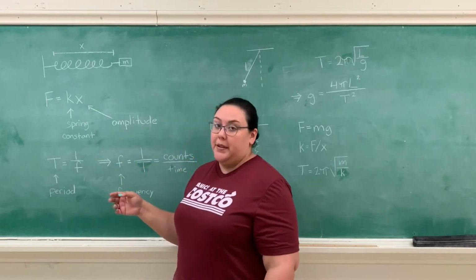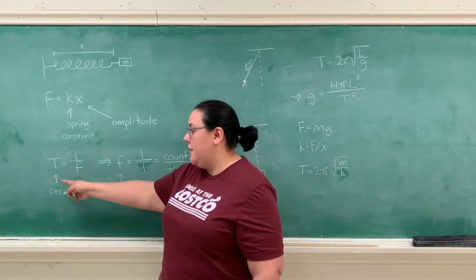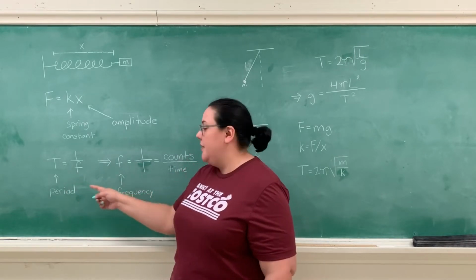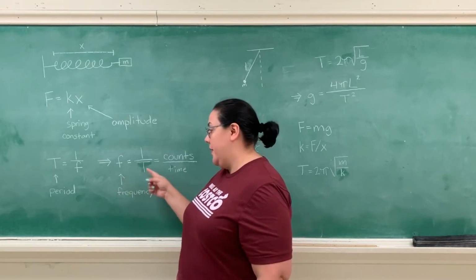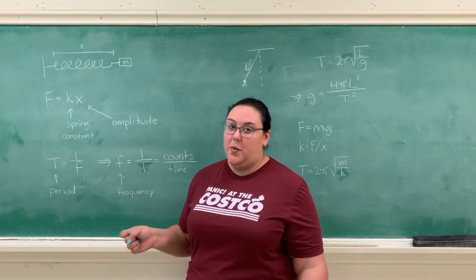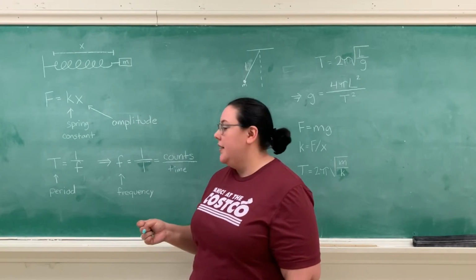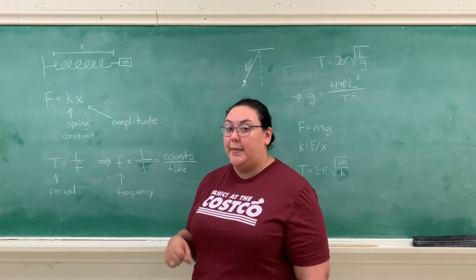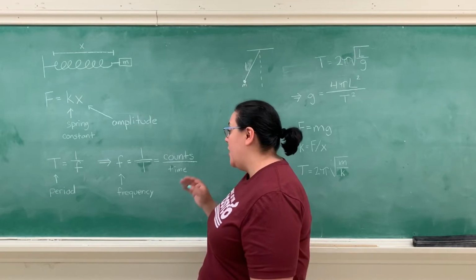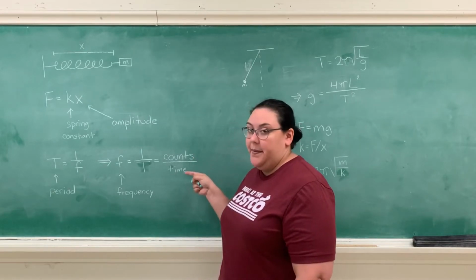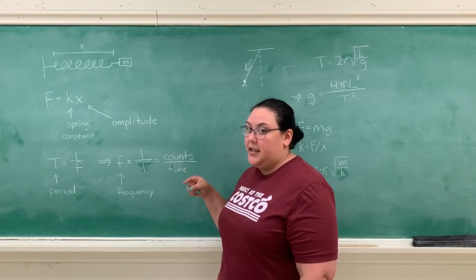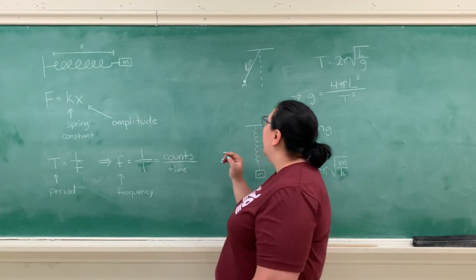So we have a couple different things. We can find our period, which is just 1 over frequency. Or from our period, we can also find the frequency, which is 1 over the period. It just depends on which one you're given or which one you need to find. For this lab, you're going to find your frequency first, which will be the counts divided by time. And I'll give that all to you guys in the Word document, so don't worry.